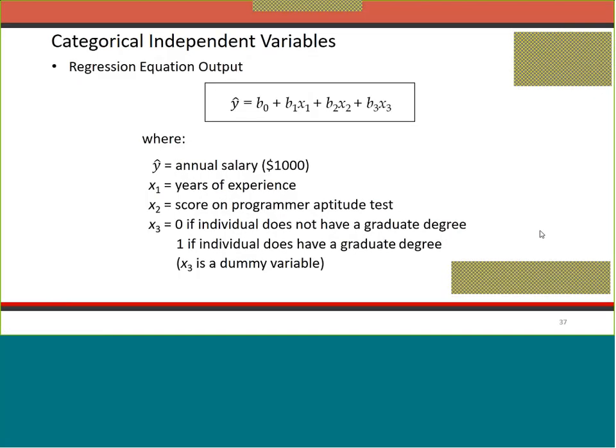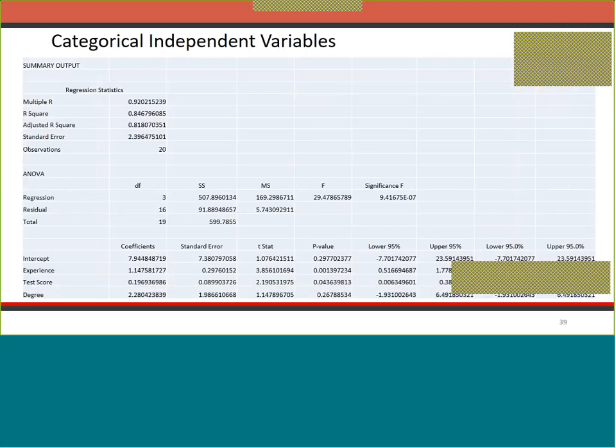Now, what is the equation you are going to estimate? The estimated regression equation is given by y crown equal to b naught plus b1 x1 plus b2 x2 plus b3 x3. Here y crown is the annual salary, x1 is years of experience, x2 is score on programmer aptitude test, and x3 is the dummy variable, 0 if the person does not have a degree and 1 if they have a degree. So then this is the output.